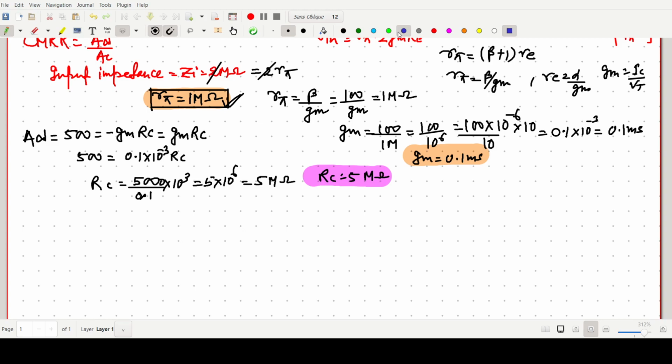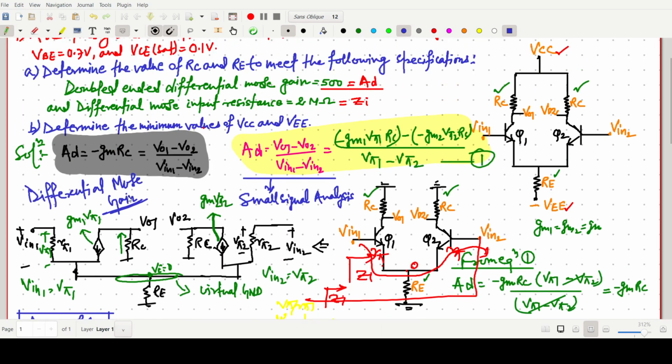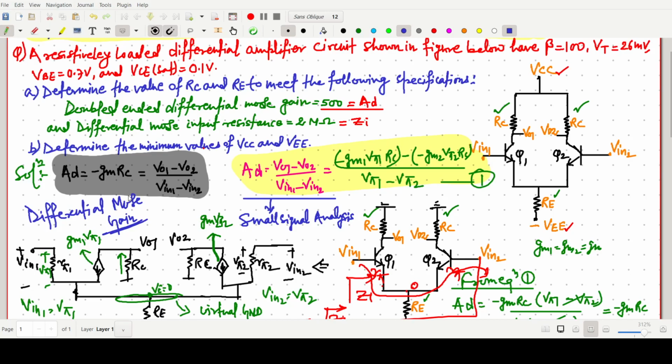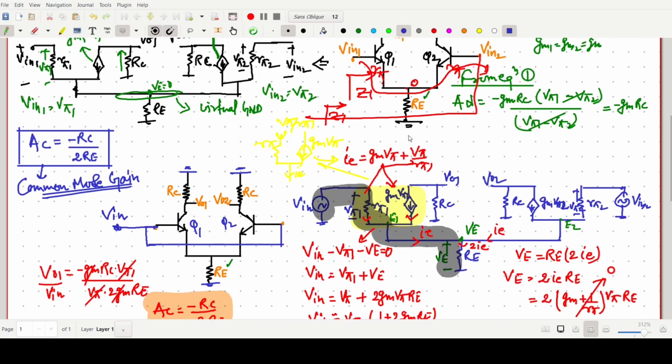Clear. Two things we have to find, RC and RE. So RC value is now known to us, and we have to find the RE value. Now the value of CMRR in the question is given, I think. I forgot to write the value of CMRR. CMRR is given, I think 500. Voltage gain and differential gain and CMRR are also given, because for the RE value we must need CMRR.